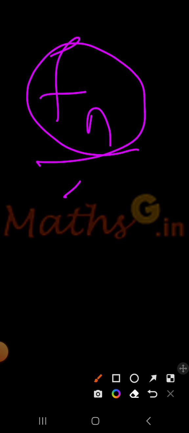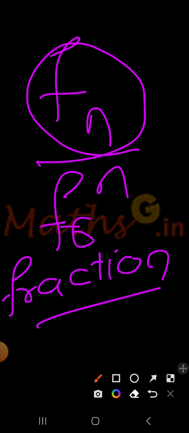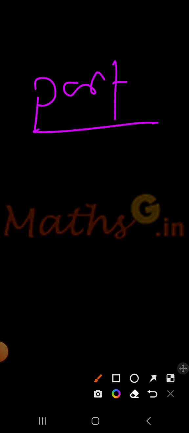So let us discuss in very brief what exactly a fraction is. So let me write it very short. Fn we can write, or Fr with a subscript n. The full spelling is Fraction. So a part of a whole thing is called a fraction. Simply we can say a part.